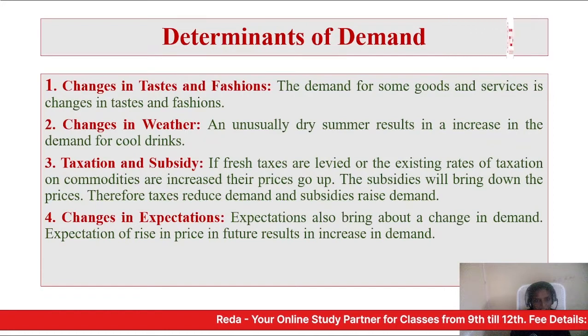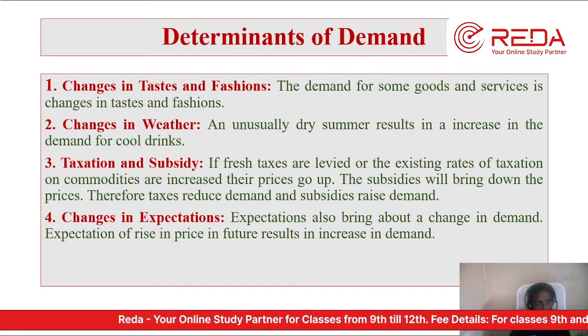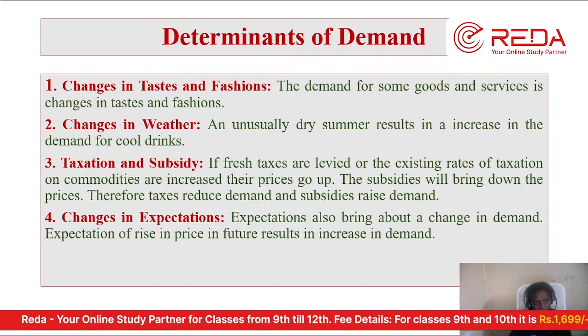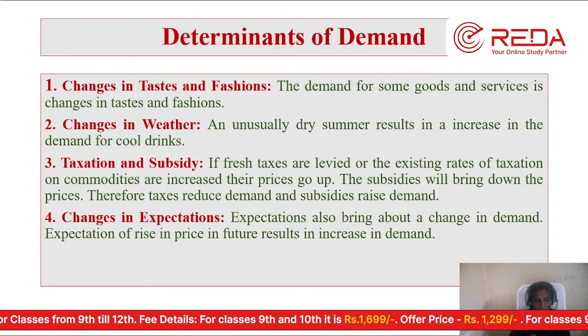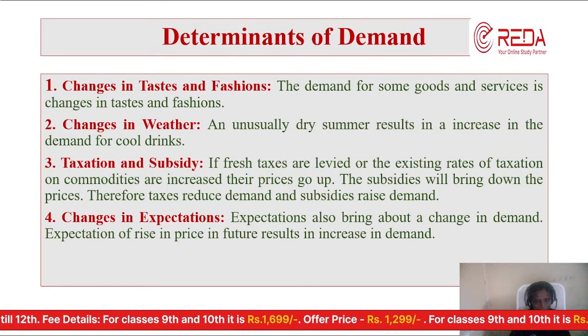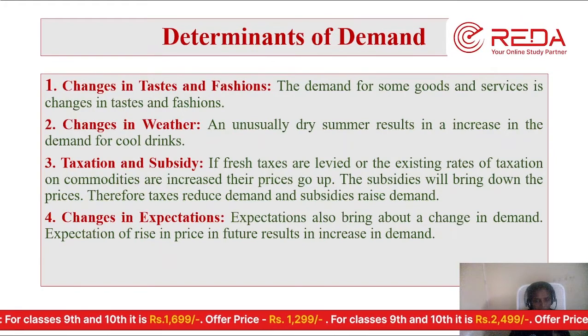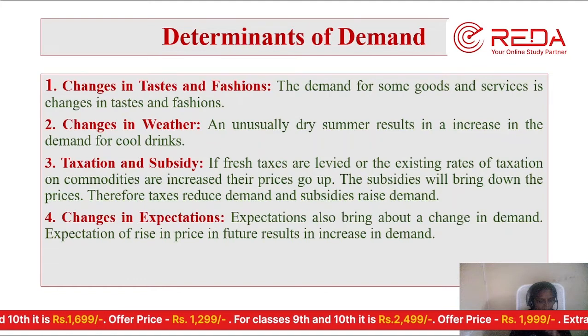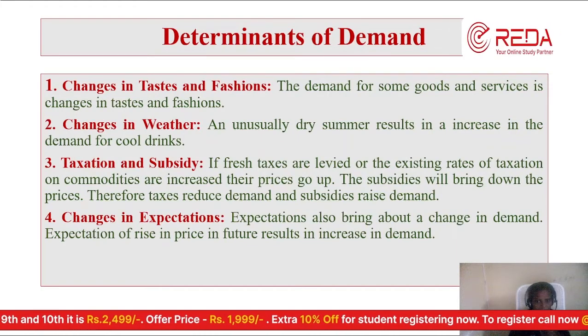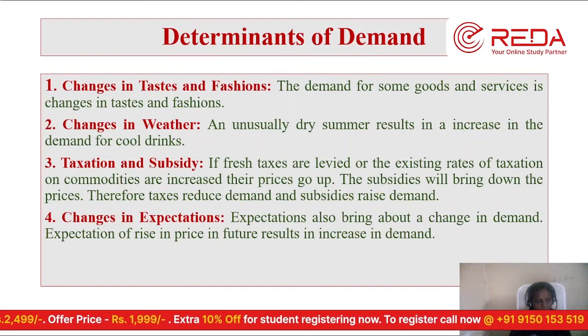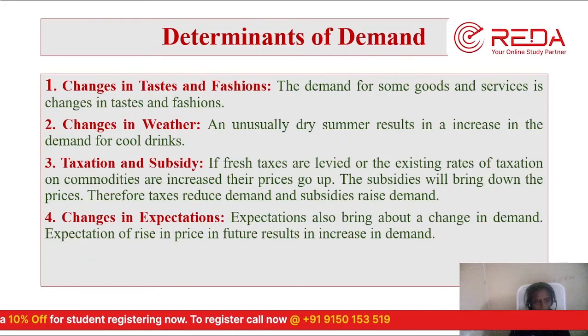The weather decides the demand for the commodity. The next one is taxation and subsidy. Obviously taxation decides the demand for the commodity, because taxation decides the price fixation. Whenever the government fixes high prices for the commodity, we need to pay the taxes indirectly. The producers and sellers fix high prices for the commodity. So when the price is fixed highly, the demand for the commodity will decrease.